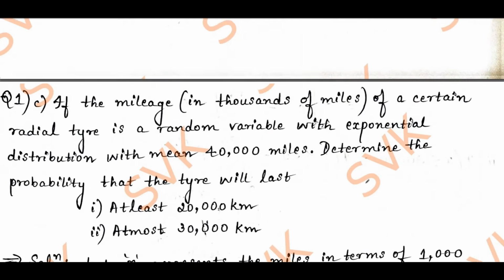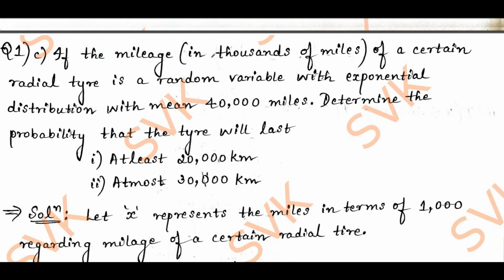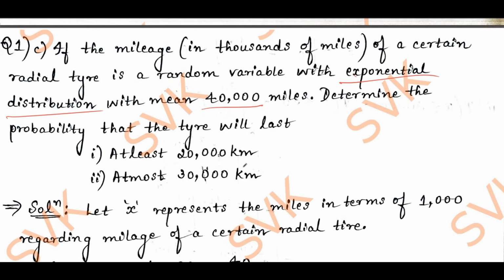Moving on to question number 1c. If the mileage, in thousands of miles, of a certain radial tire is a random variable with exponential distribution, so we came to know that the problem is on exponential distribution. They have provided the mean value of 40,000 miles. Determine the probability that the tire will last at least 20,000 km and at most 30,000 km.